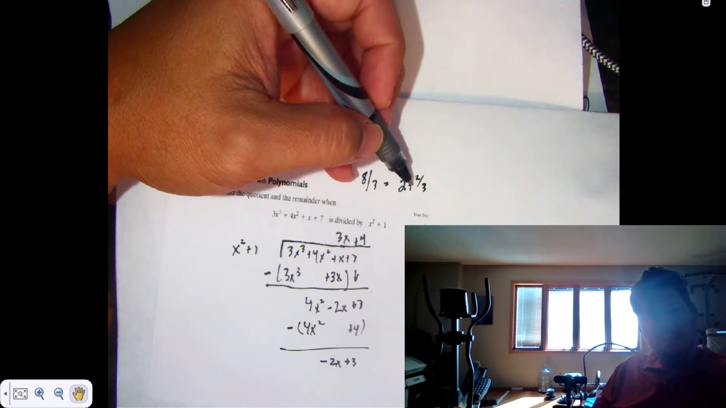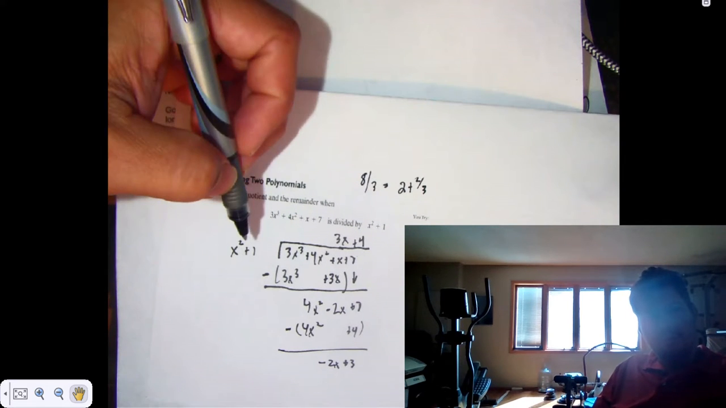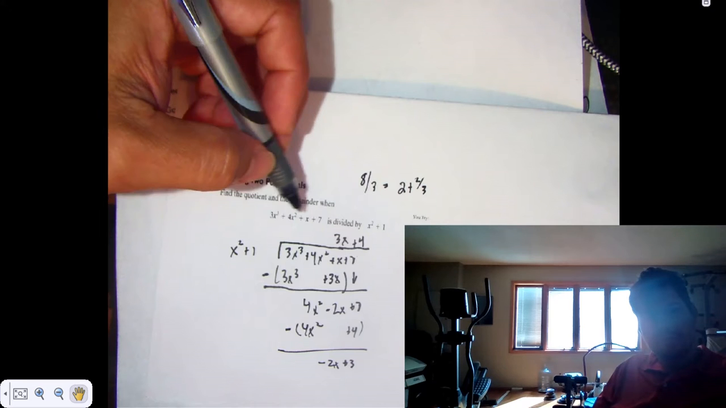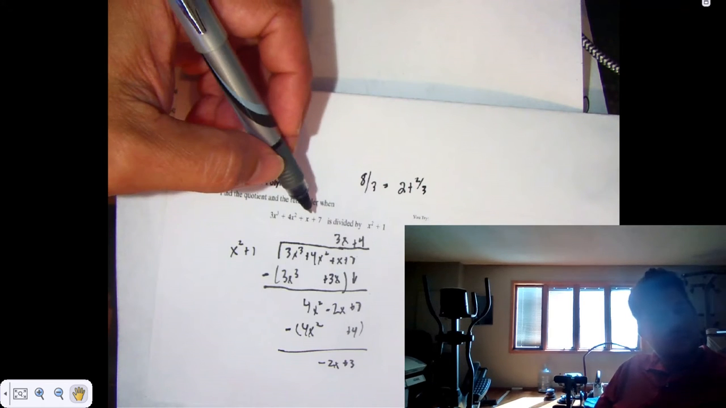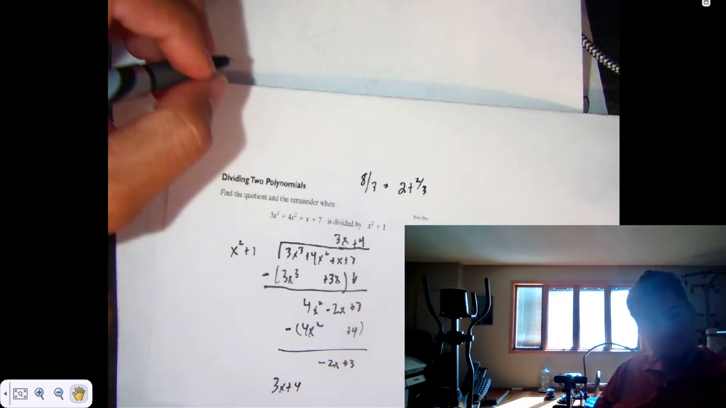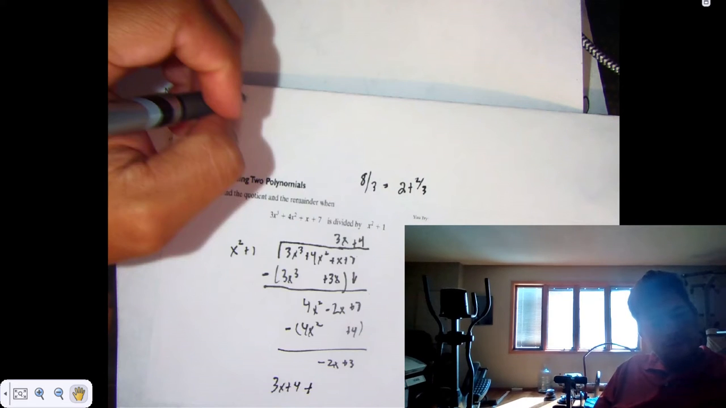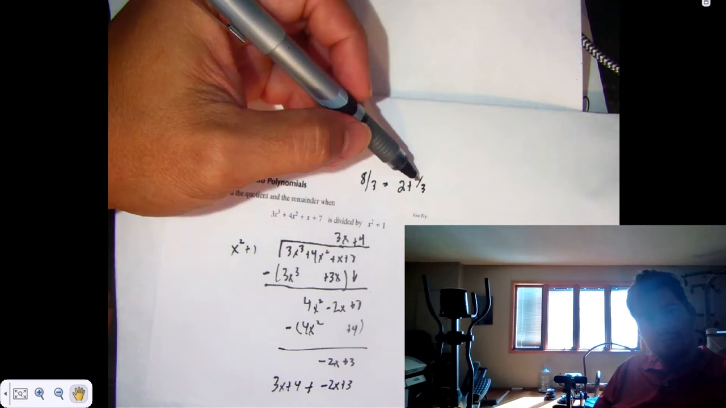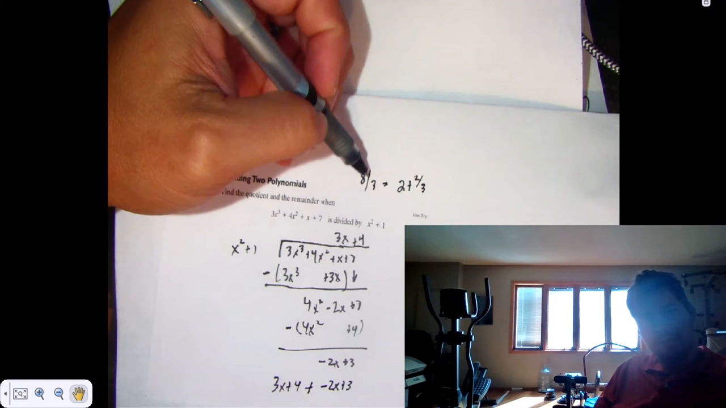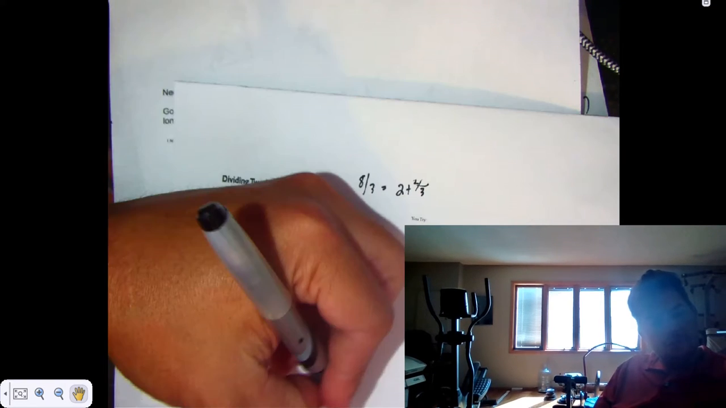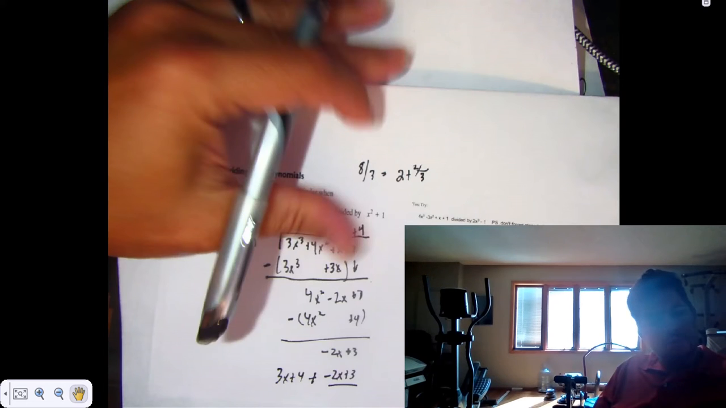x squared plus 1 went into 3x cubed plus 4x squared plus x plus 7 3x plus 4 times, with a remainder of negative 2x plus 3. Now go back to your 5th grade math lessons. You know, you put that remaining piece over the original divisor. You do the same thing here. The original divisor was x squared plus 1.